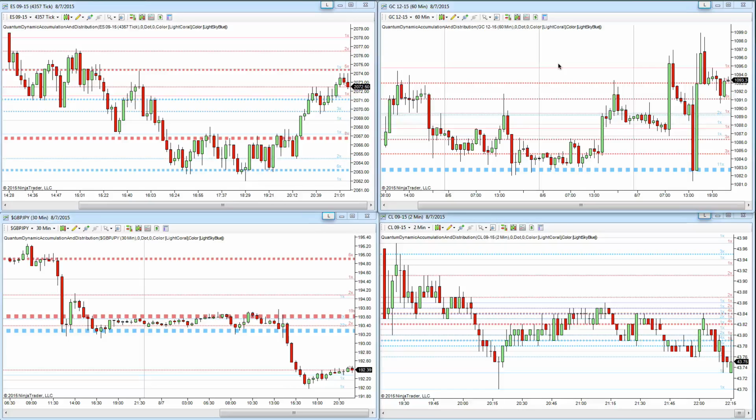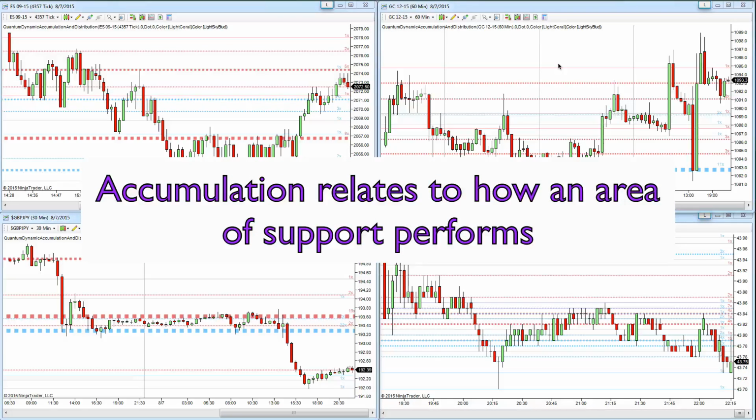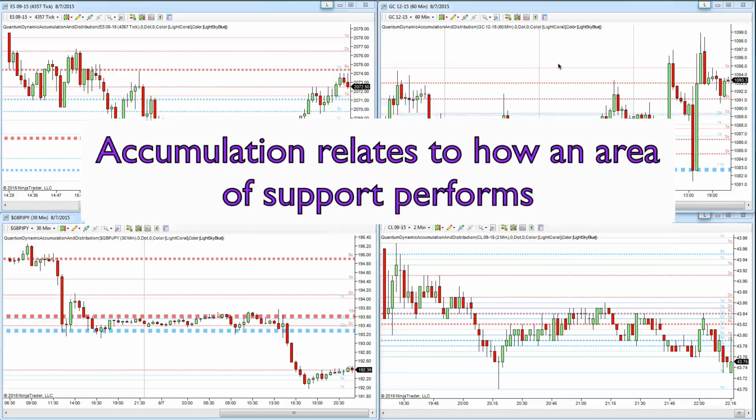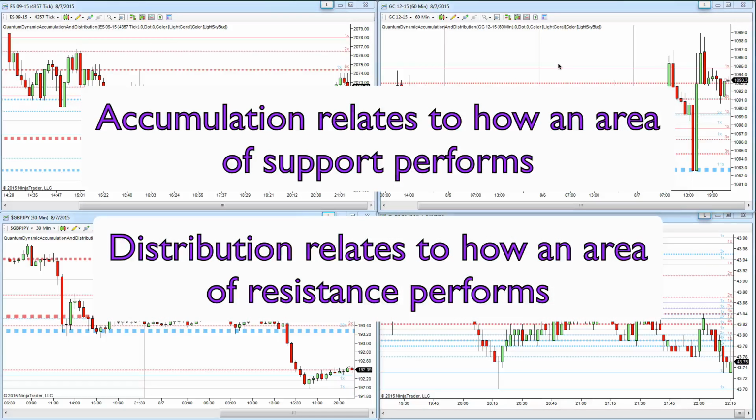After all, these are also price areas where a market has paused, reversed, or moved into a congestion phase before moving on. As a result, these price regions are associated with sustained buying and selling, or what Wyckoff called accumulation and distribution. These two concepts go hand in hand, and you can think of them in simple terms as follows. Accumulation relates to how an area of support performs. Distribution relates to how an area of resistance performs.